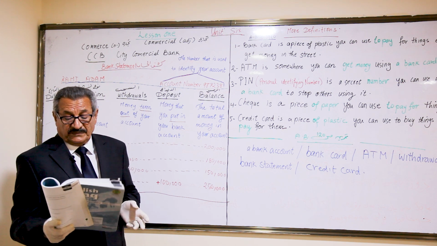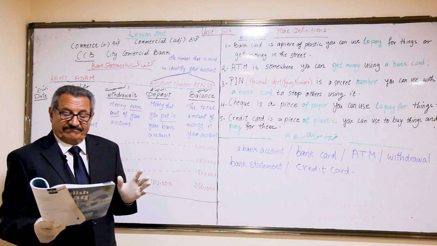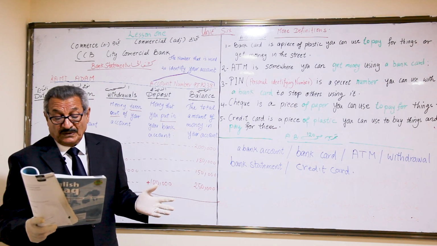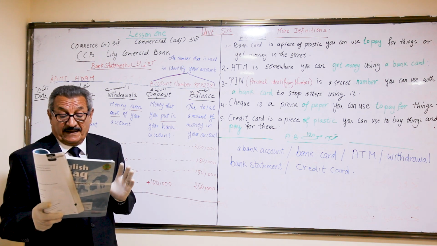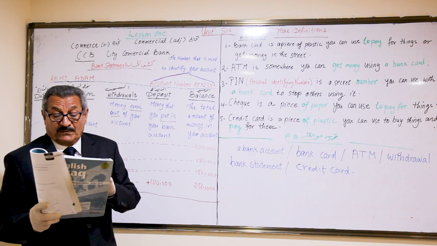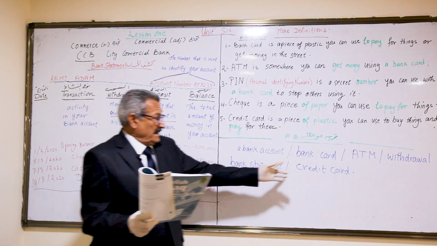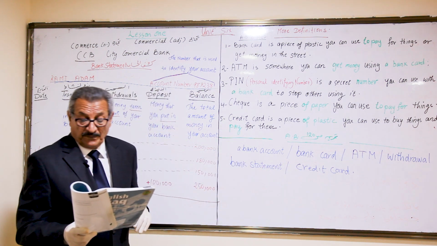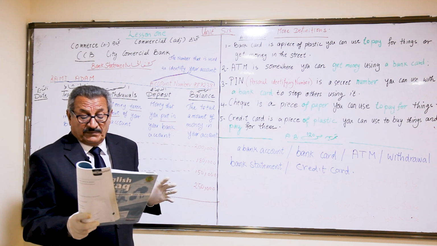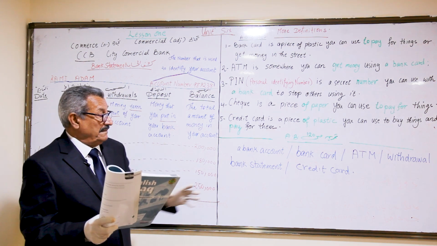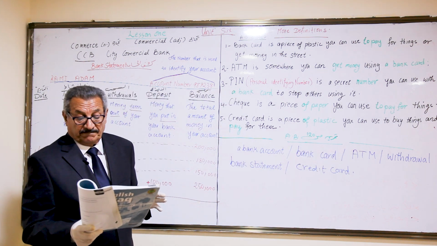Now, I've got a blank. I can't fill the blank yet: which I can use to get money out of. Of course, I use the bank card. Bank card, out of the ATM. The bank card is used in the ATM.